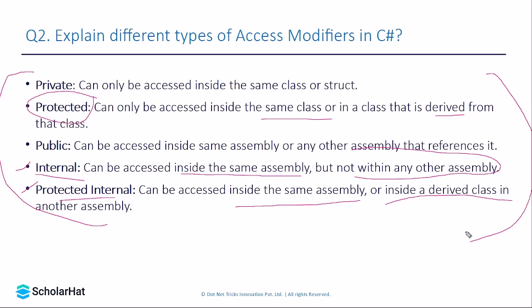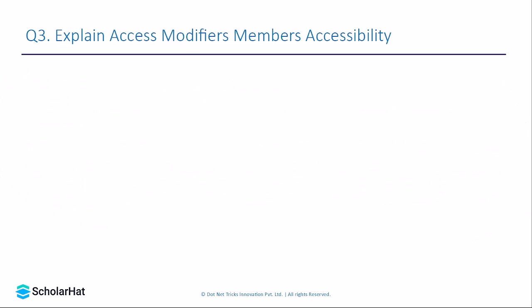So whenever you write code in C# programming, in each and every method, you will come across these access modifiers, and you have to choose which one to use as per your business requirement and your class designing hierarchy. So this is all about the access modifier. Now let's move to our next topic, that is, explain the access modifiers accessibility.